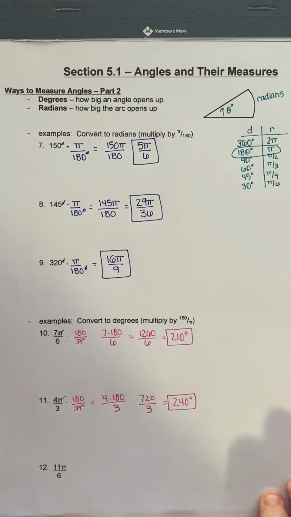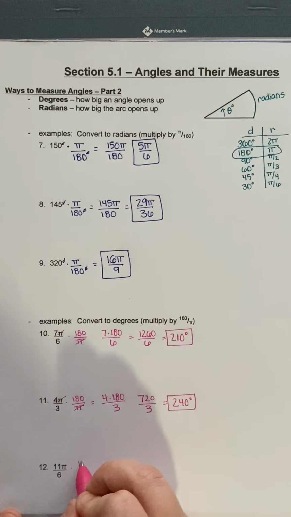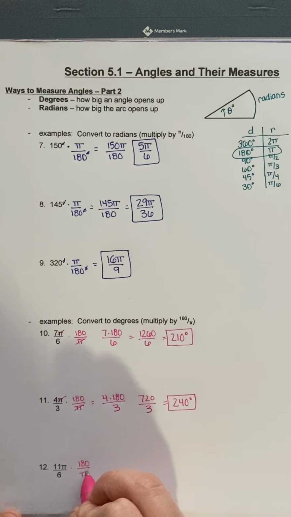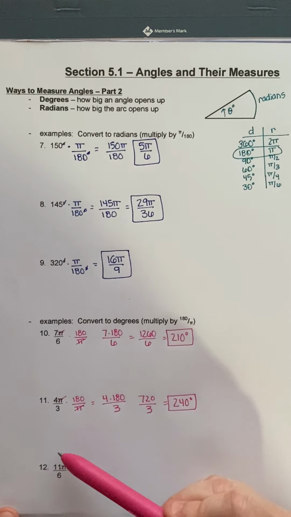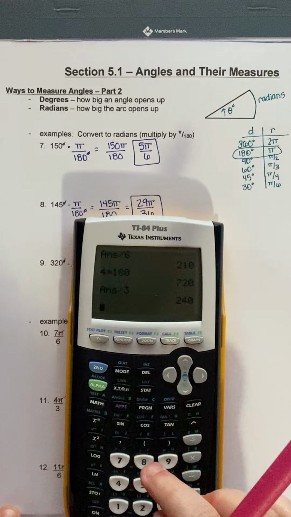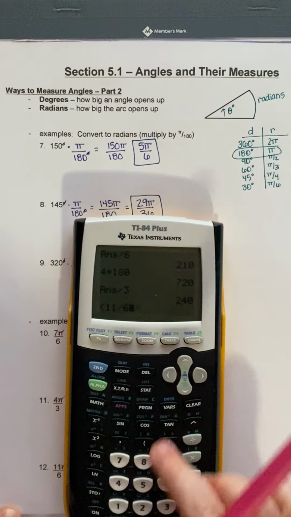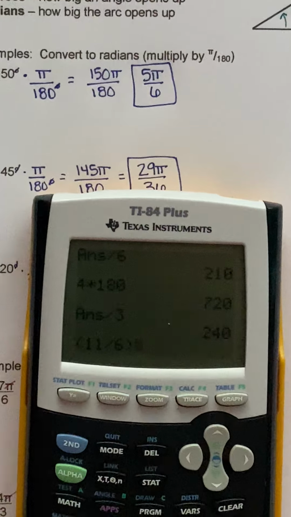All right, now, number 12, I'm going to try to go straight to my answer. This is still radians because it has pi. So I'm going to multiply once again by 180 over pi. Pi's go away. Now, in my calculator, I'm going to type 11 over 6 and just multiply that by 180. Now, since 11 over 6 is a fraction, I'm going to put that in parentheses. Parentheses, 11 divided by 6. Let me zoom in here so you can see what I'm doing.